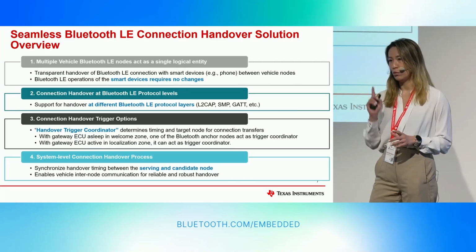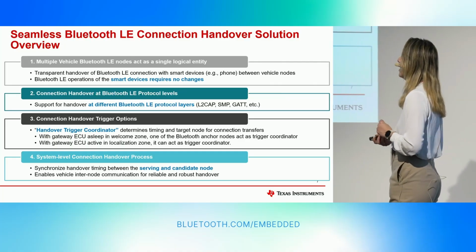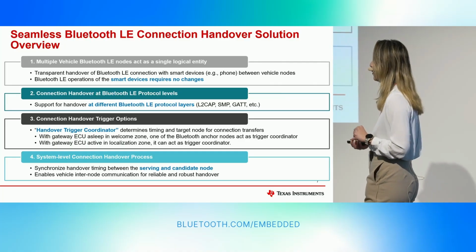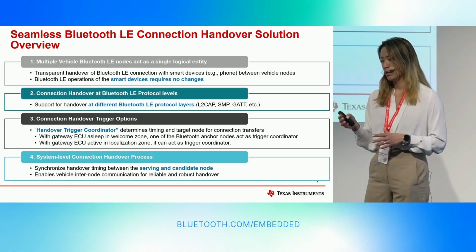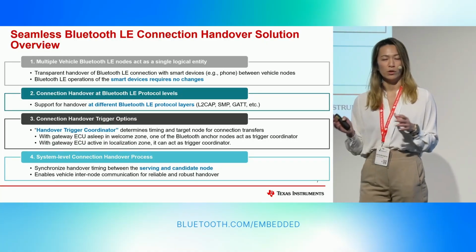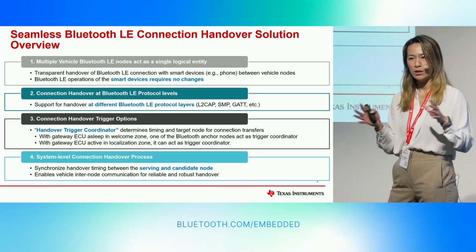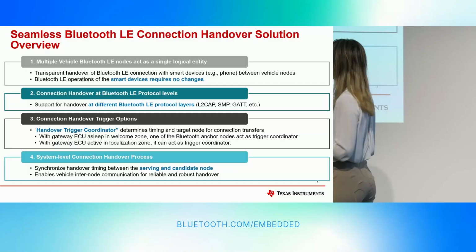But your phone sees only one. It will connect to one device, right? And then connection handover happens at the Bluetooth low energy protocol layer. In Bluetooth low energy, you have a controller and a host, and the handover changes everything. It shifts everything from one node to the other one.